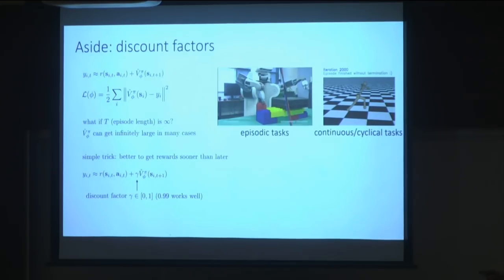And mathematically, what that will do is it'll cause this thing to converge, because if you expand this out, you essentially get this geometric sum. So 0.99 raised to the power of however many time steps it is in the future eventually adds up to a finite quantity.